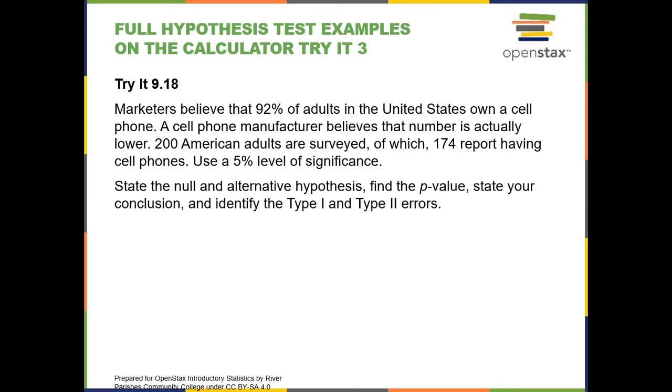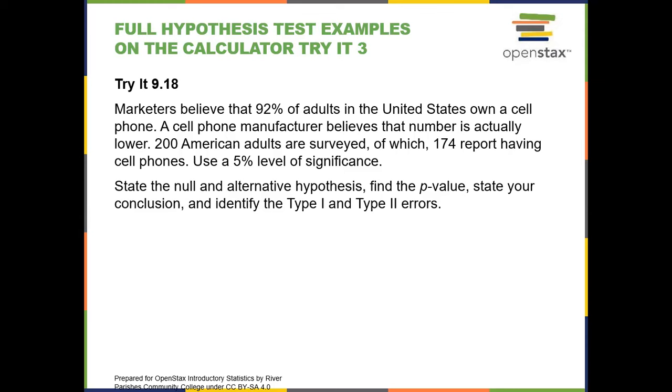Failing to reject H0 when H0 is not true is type 2 error. So type 2 error in this case would be failing to reject H0 when H0 is not true. Okay, that means P is different from 0.92, but we still retain the null hypothesis. We say P is 0.92. Failing to reject H0 when H0 is false, that is type 2 error.